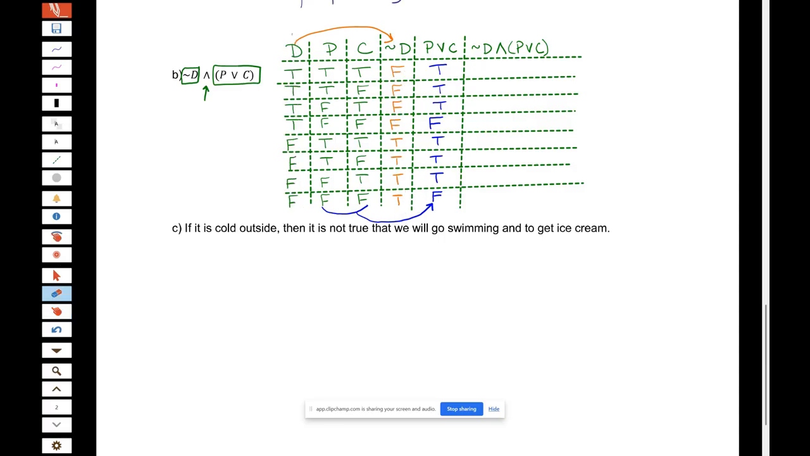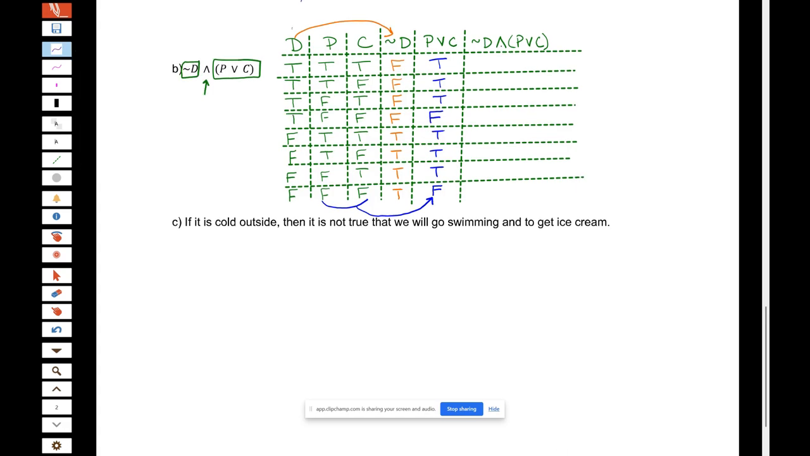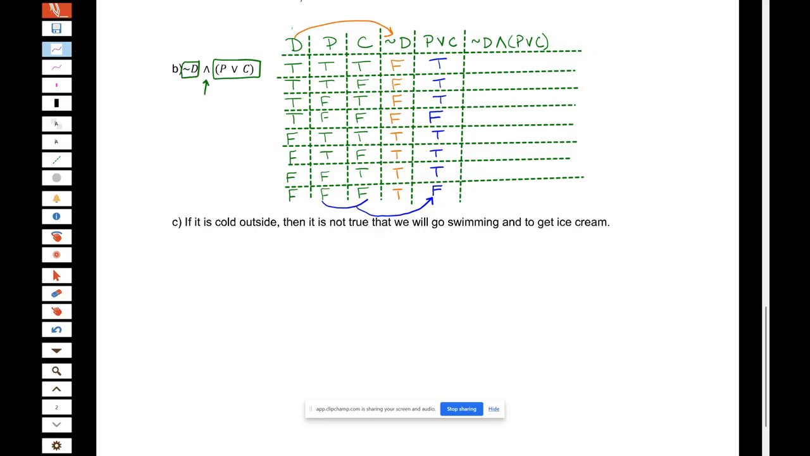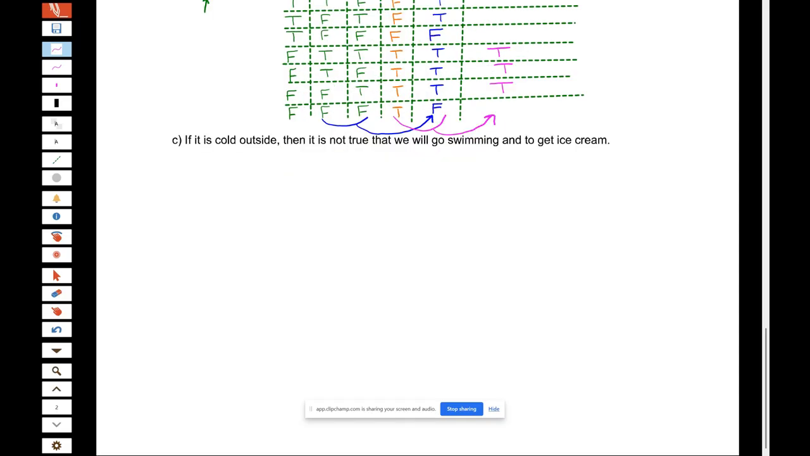Okay, now we're going to do our last row. Not D and P or C. Okay, so that means to do that final row, I need a color I have not used yet. I'm going to need to look at both of these to do this row, because I have to look at not D and I have to look at P or C. These have already served their purpose. I don't need them anymore. And an and is only true if they are both true. So I'm just going to look for where I got two trues. Oh, here we go. Yep, here we go. Here we go. Everything else is false.